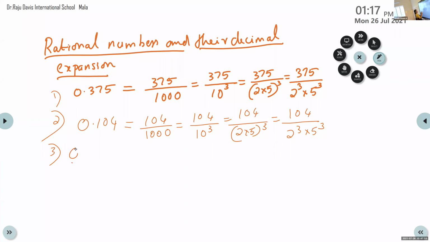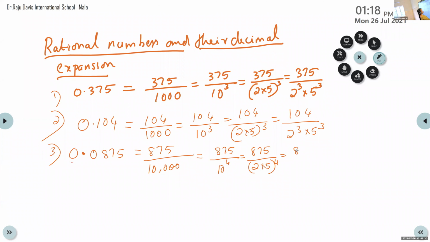One more: 0.0875 can be written as 875 divided by what? 10,000. So 875 divided by 10 raised to 4, that is 875 divided by 2 raised to 4 and 5 raised to 4. And see, 0.0875 is also a terminating decimal expansion.